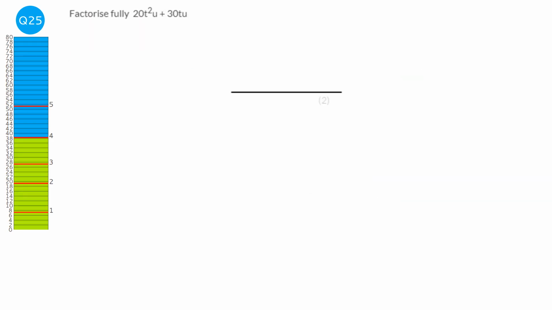So factorise means to put it into a bracket, and it looks like it's a quadratic here, but it's actually just a linear factorising, because we don't have a number term. So we're going to just use one bracket for this. And looking at these terms, I'm going to focus first on the numbers. So 20 and 30, I can divide both of those by 10, and that will leave 2 and 3.